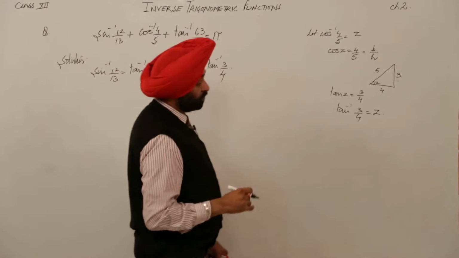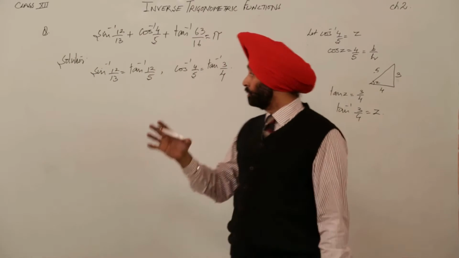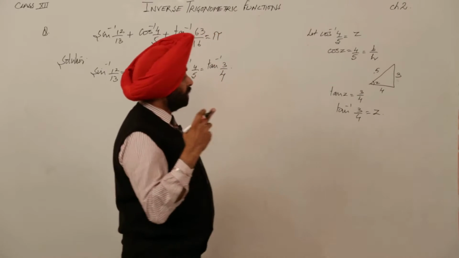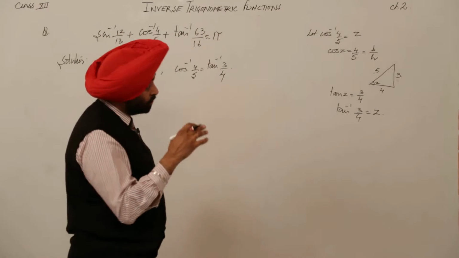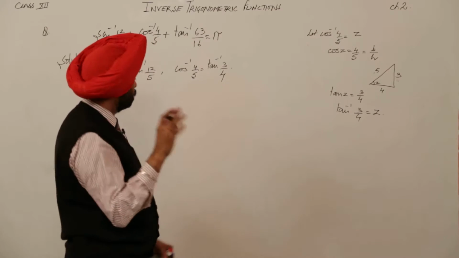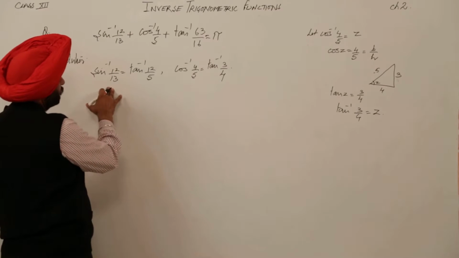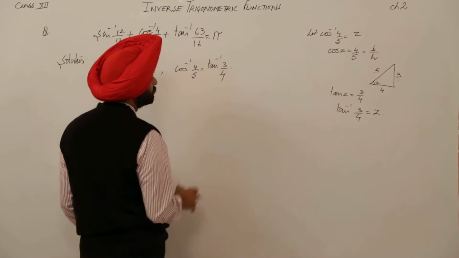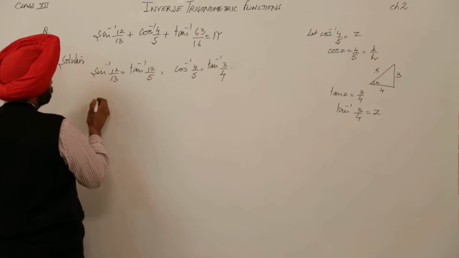Remember what I told you, the property 6 and property 7 which we are using. Only two properties are there with the help of which we can cope with the whole chapter. Okay, so sin inverse 12 by 13 is equal to tan inverse 12 by 5, and cos inverse 4 by 5 is equal to tan inverse 3 by 4. Now let's move to the question part.